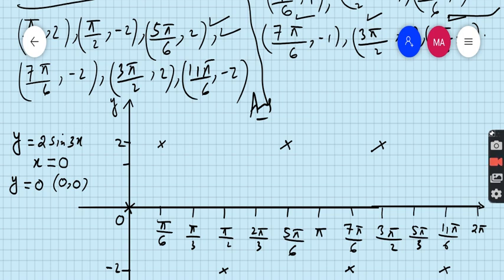If you put pi by 3 in this equation, you will get 3 into pi by 3, the 3s cancel, and sine pi is 0. So this is the first point. Similarly, if you take sine 3 into 2 pi by 3, the 3s cancel, you will get 2 pi, and sine 2 pi is 0. So this is the second point on the x-axis. These are called the x-intercepts. And if you put pi, you will definitely get 0.